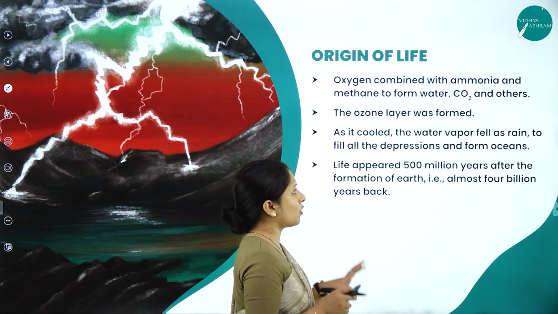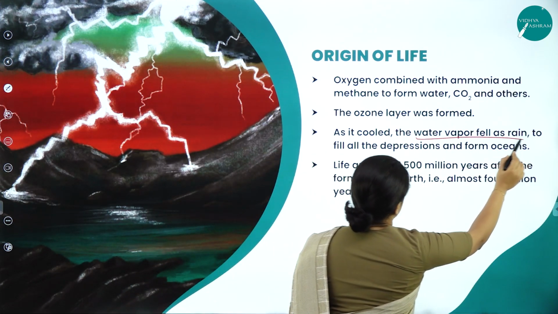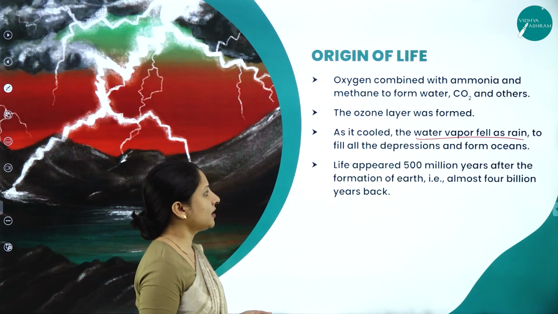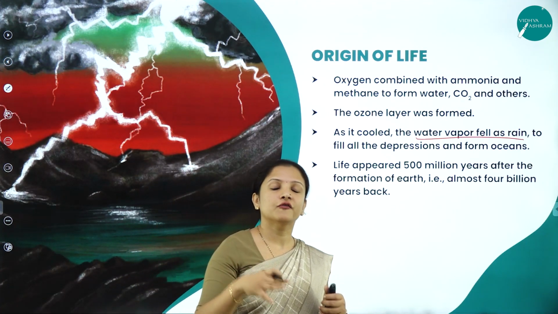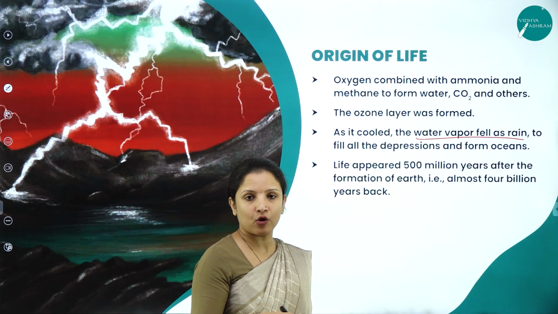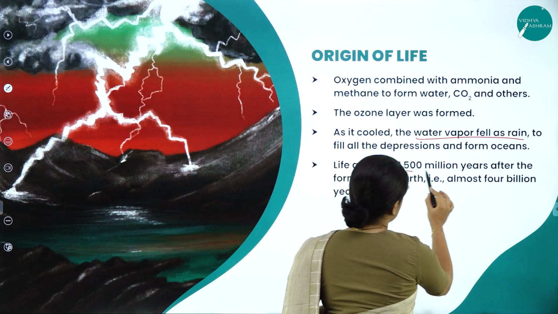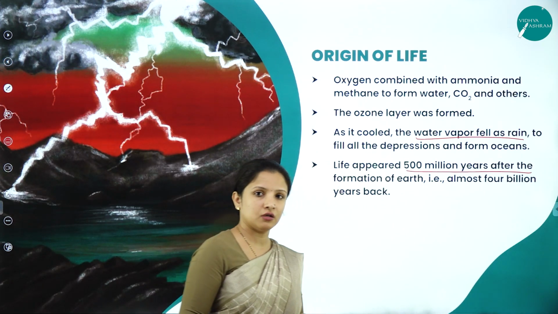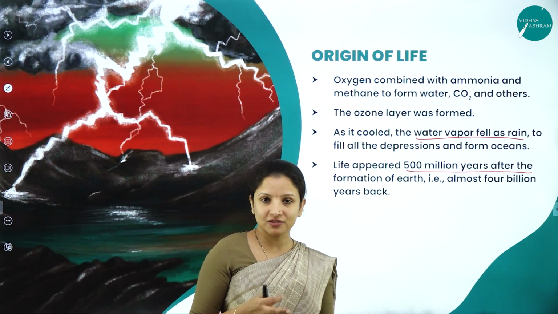And as and when the earth got cooled down, the water vapor fell as rain, that is precipitation started, and all the depressions or the craters that were there, they got filled with oceans, seas, ponds, rivers and all that. And life appeared 500 million years after the formation of the earth. The formation of the earth happened when? 4 billion years ago. But was it habitable?